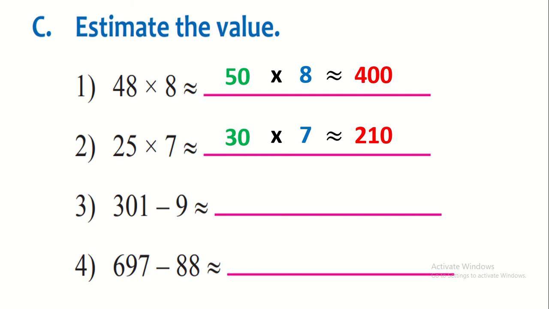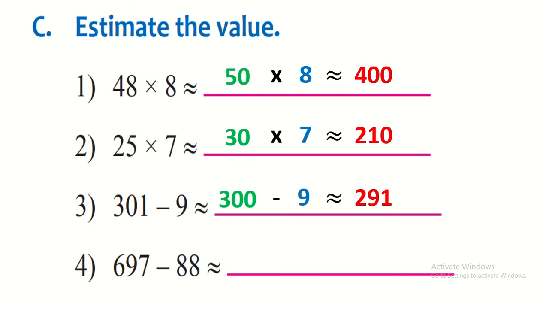Next is number 3. Number 3 is 301 minus 9. You round this to the nearest 10. The nearest 10 is 300. And then minus 9. Okay, 300 minus 9, you have 291. Students, correct?